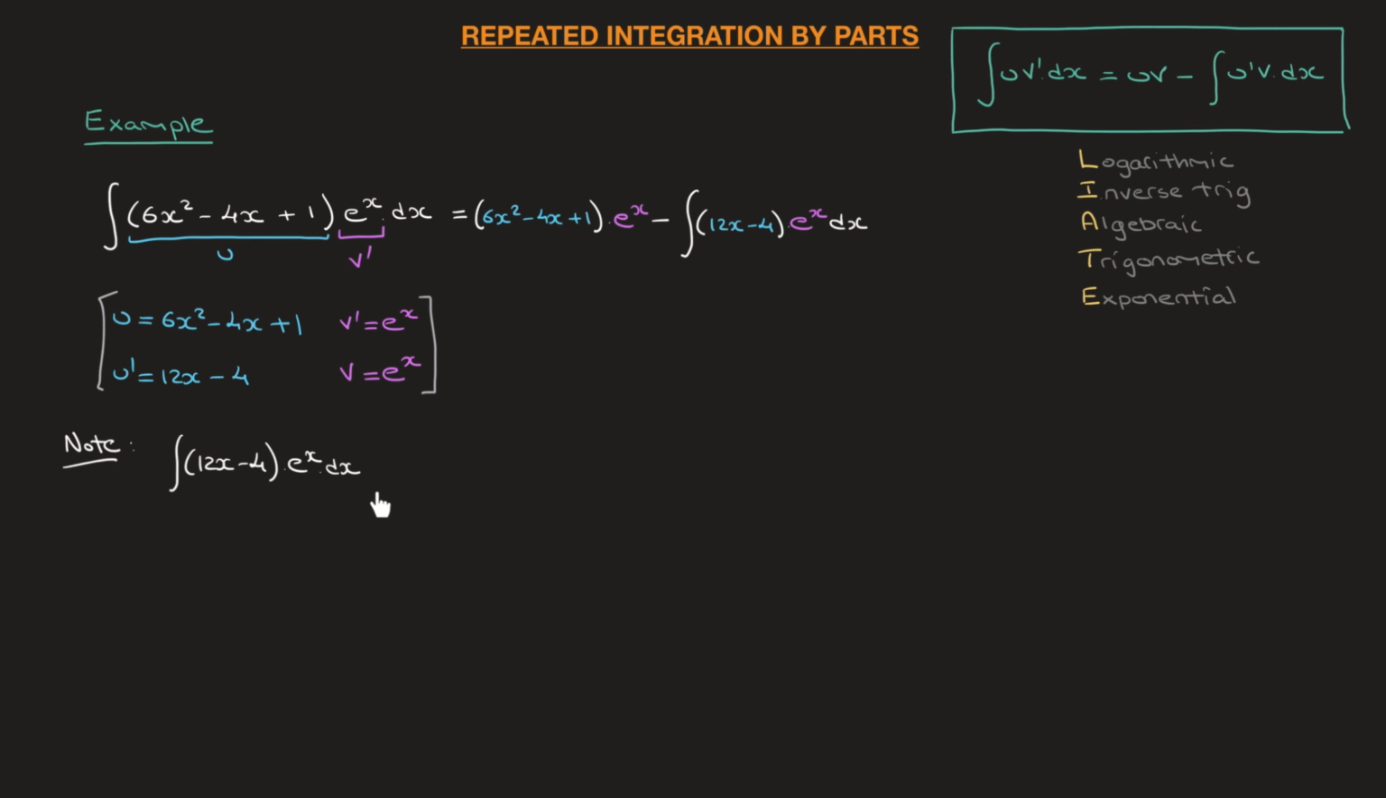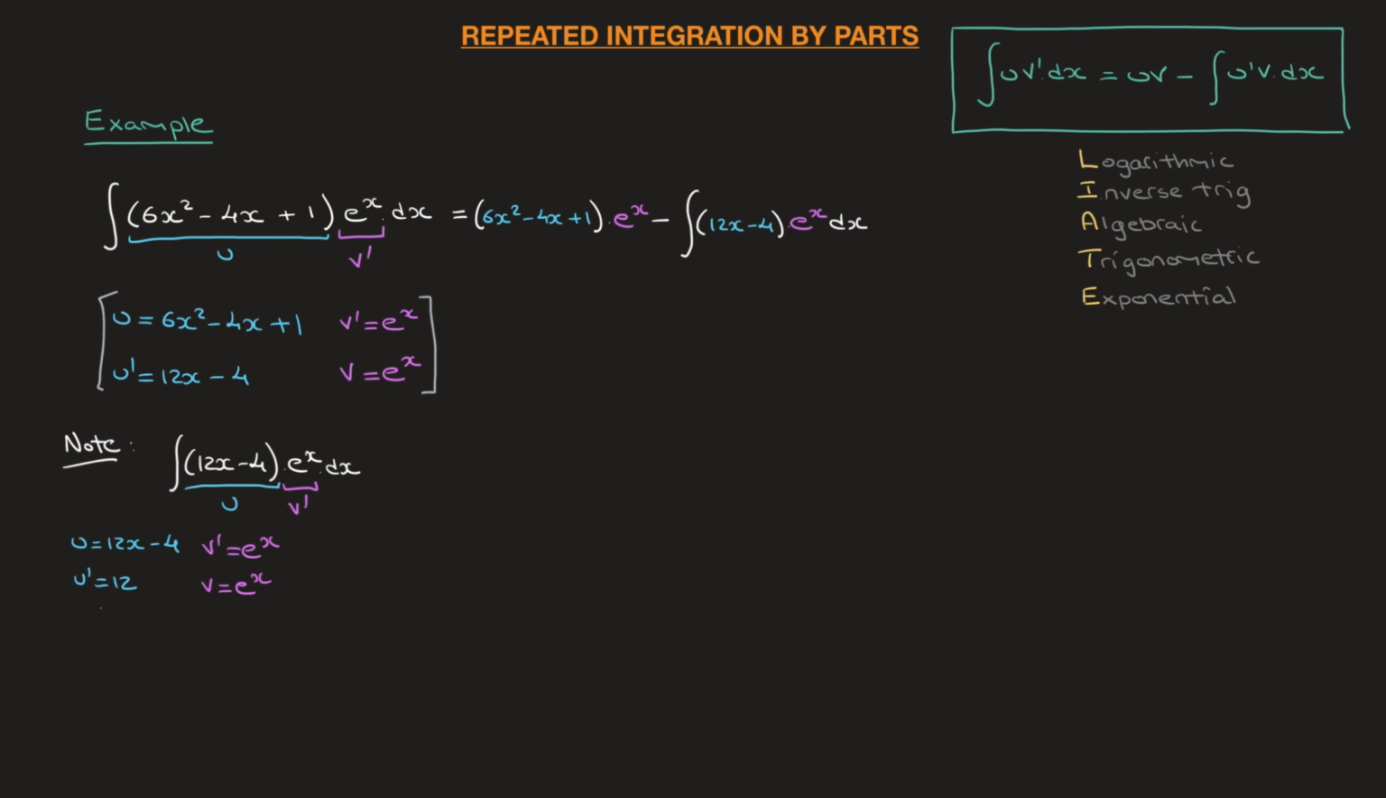Okay, well, looking at this integral here, again, we have an algebraic function and we have an exponential function. And so using LIATE again, since the A is higher up in this list than the E for exponential, we'll name the algebraic function u. And consequently, the exponential function will be v dash again. And with that in mind, if u is equal to 12x minus 4, then u dash will equal 12. And if v dash is equal to e of x, well then v is equal to e of x again.